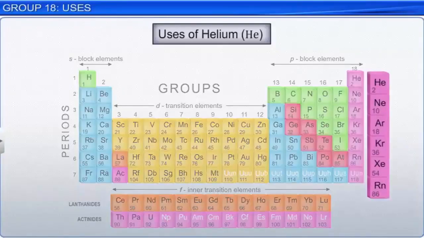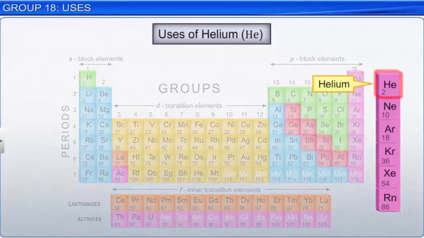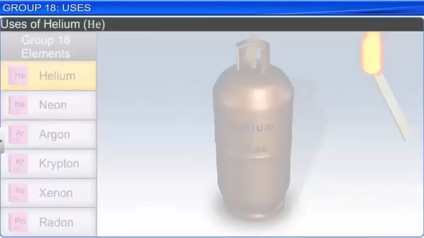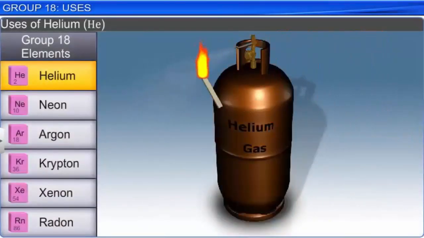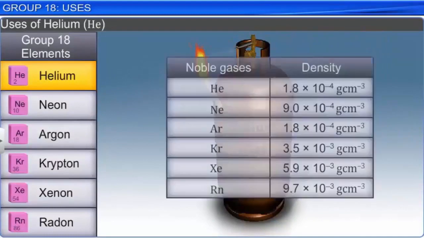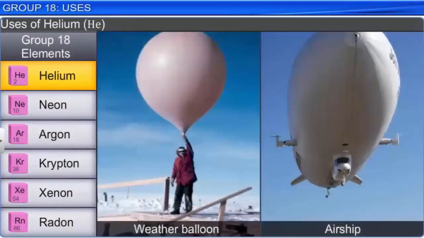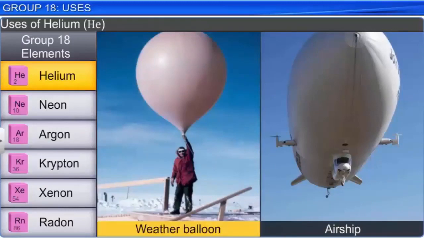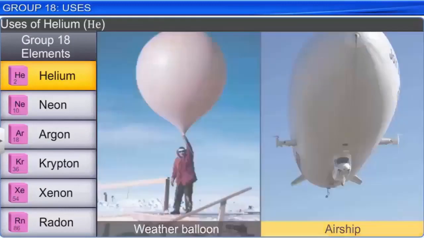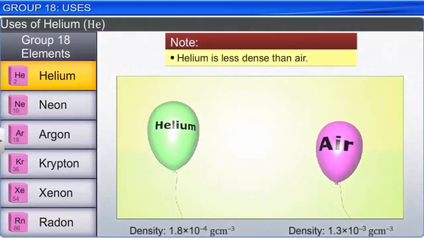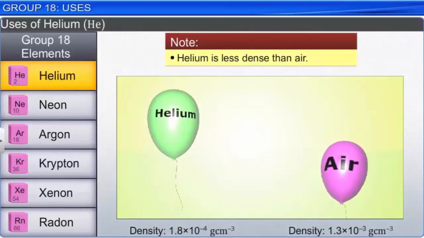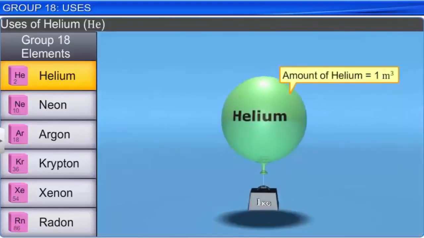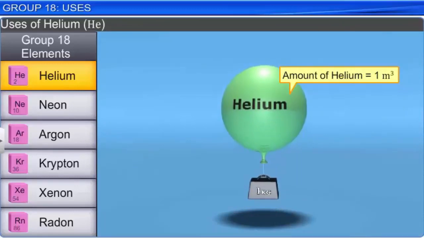Let us begin our study with the uses of helium. Helium is not inflammable and has a very low density. That is why it is used to fill weather balloons and airships. Note that it is less dense than air. 1 cubic meter of helium gas can lift 1 kg.